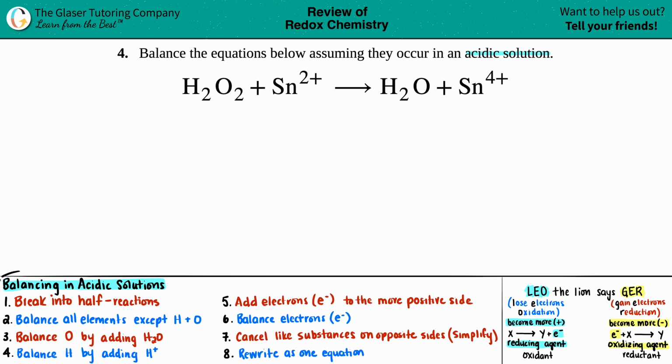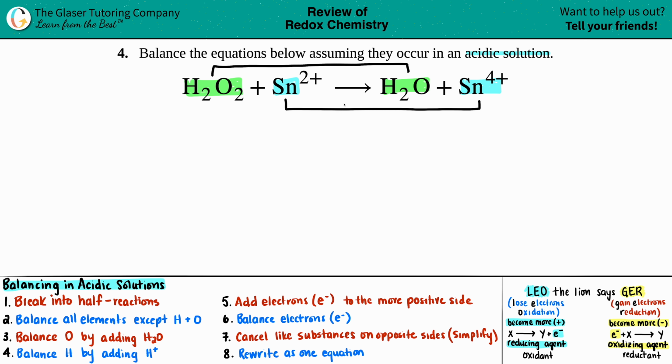Whenever we need to balance in an acidic solution, the first step is always to break that reaction into 2 half reactions. Now, how do we find out what the half reactions are? Well, you just pick the elements that go together. For example, I see that I have an Sn over here, and I have an Sn over here. So these would go together. And then on the other side, I have H's and O's in this compound, and I have H and an O on this compound. So these go together. It's as simple as that for the first step.